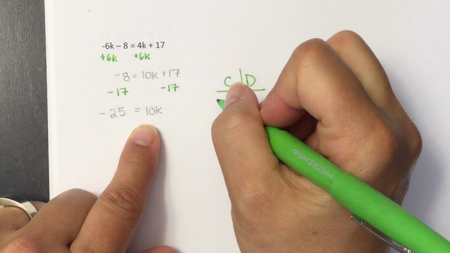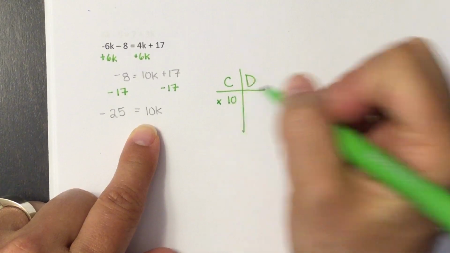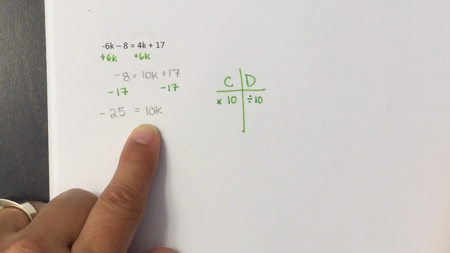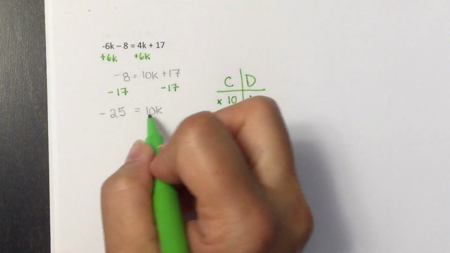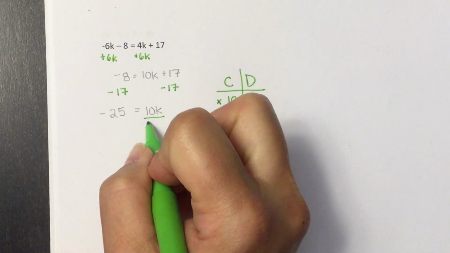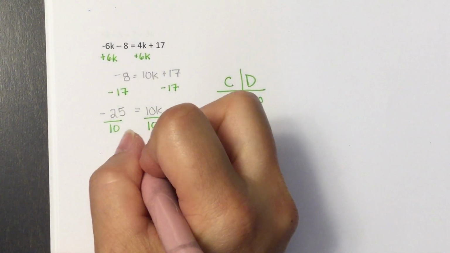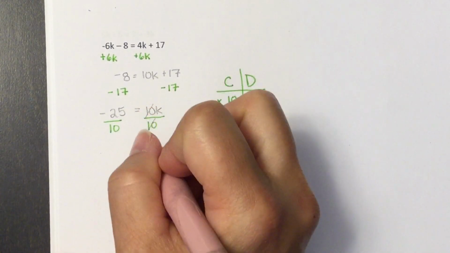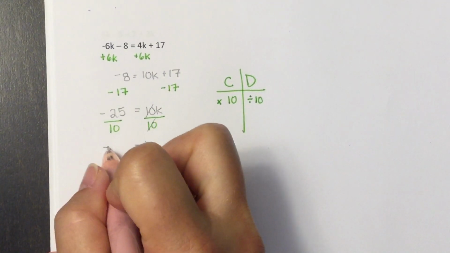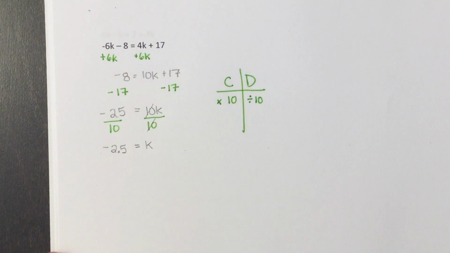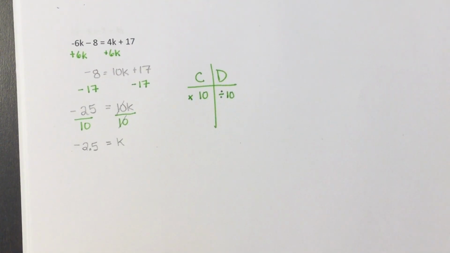Now, how was my equation constructed? Well, I'm multiplying k by 10, which means I'm going to divide by 10 if I want to solve for k. Lots of k's. So divide by 10, divide by 10. These cancel out, and I have k equals negative 2.5. Right on.